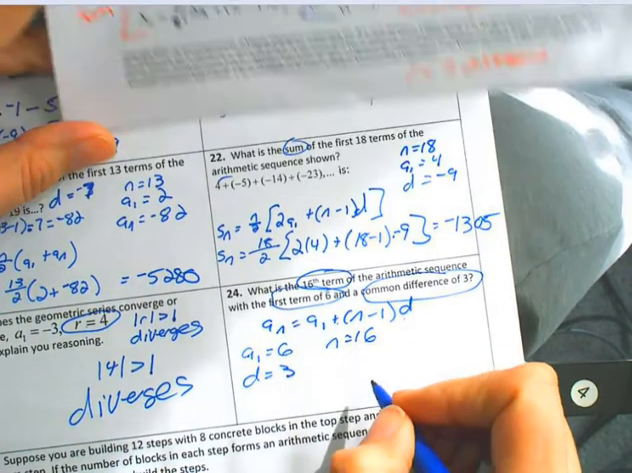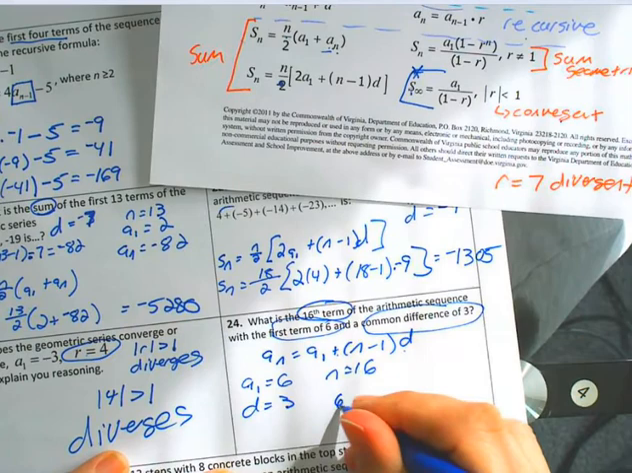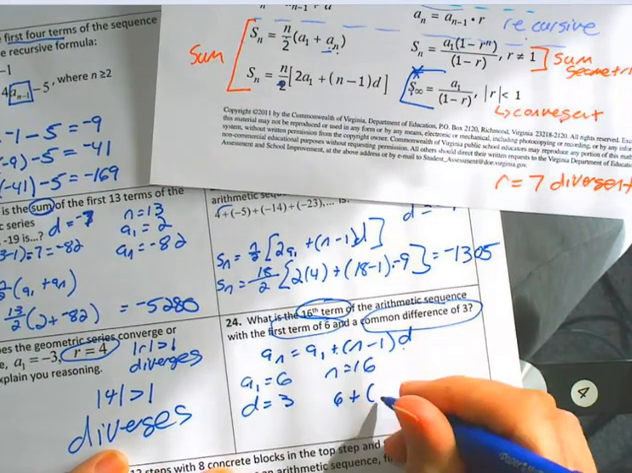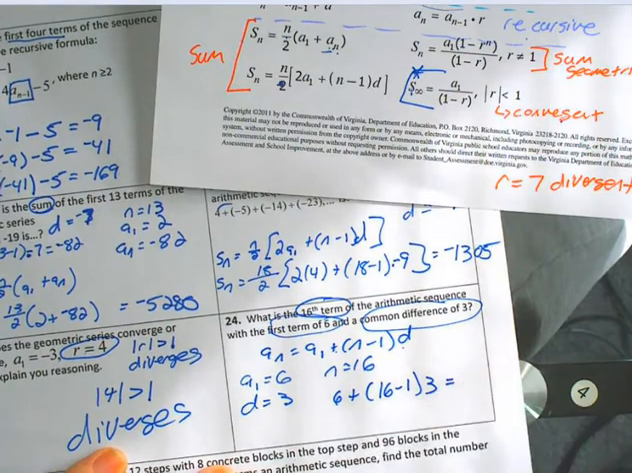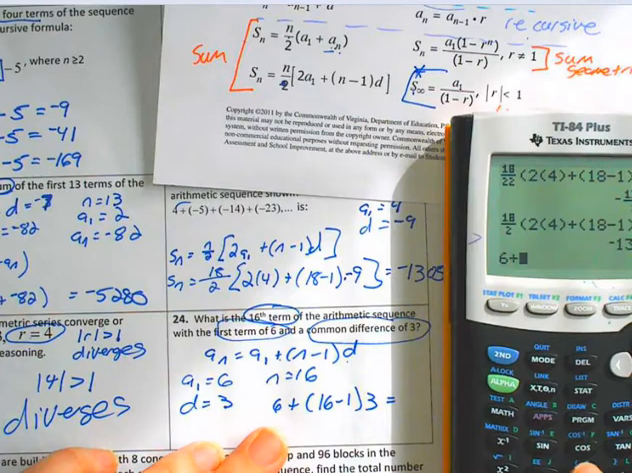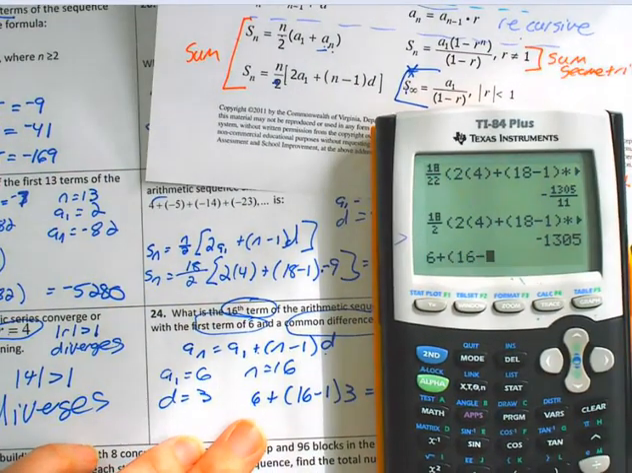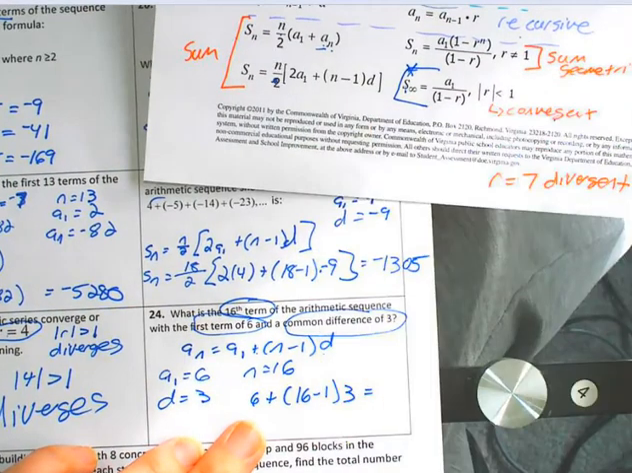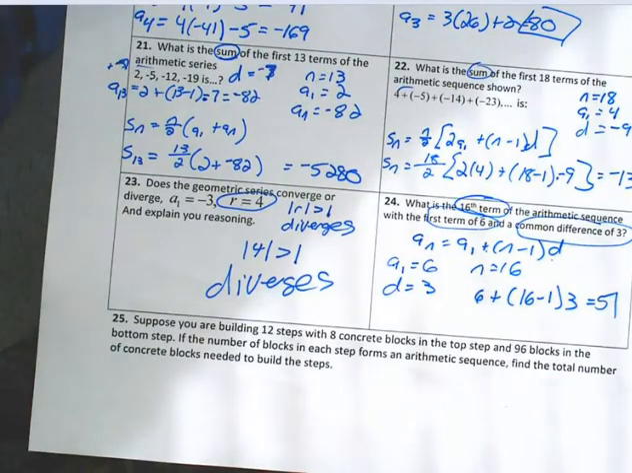Now I can just plug it in. So 6 plus n minus 1 times 3. So the 16th term, 16 minus 1 times 3. It's 51. Okay. All right, let's look at the next one.